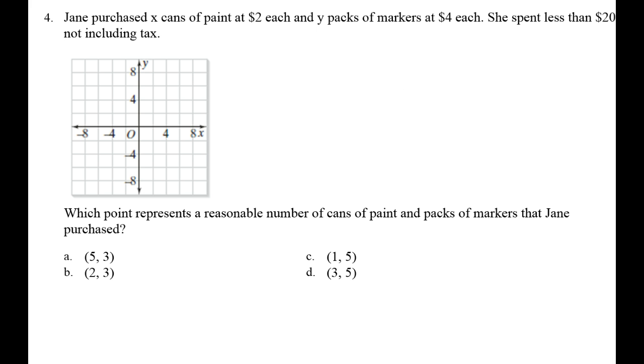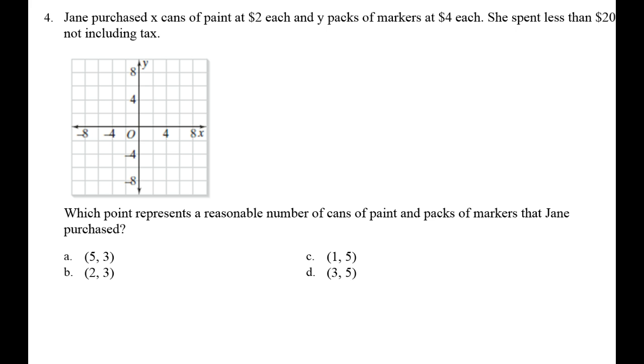Number 4. Jane purchased x cans of paint at $2 each and y packs of markers at $4 each. She spent less than $20, not including tax. Which point represents a reasonable number of cans of paint and packs of markers that Jane purchased?